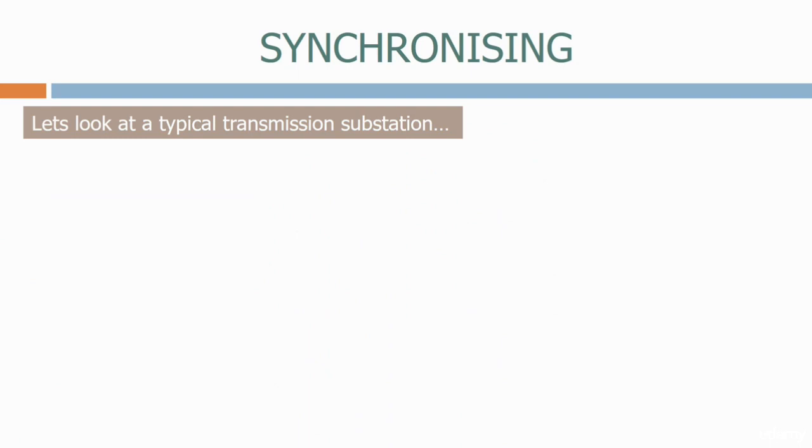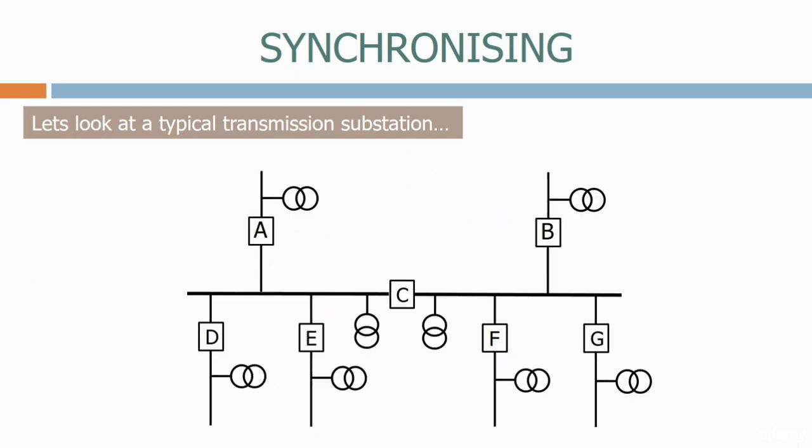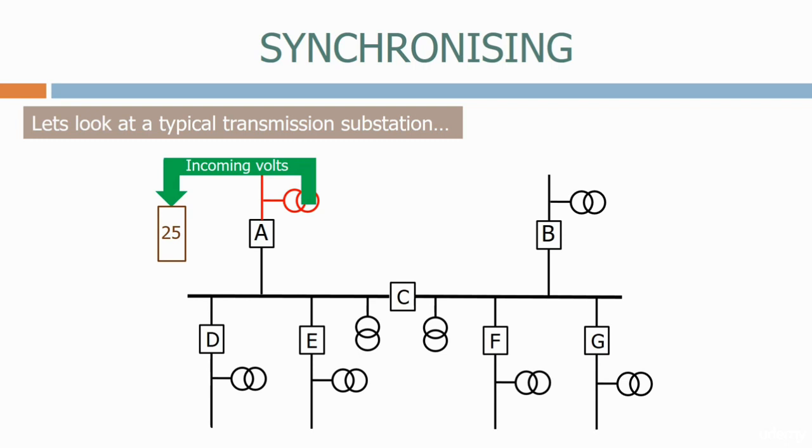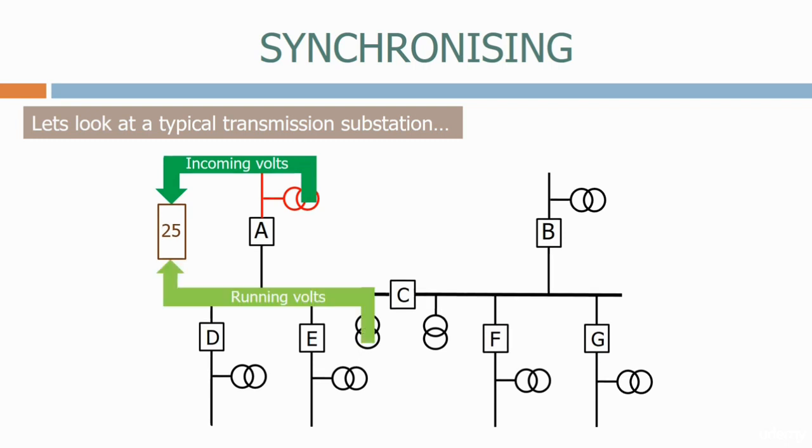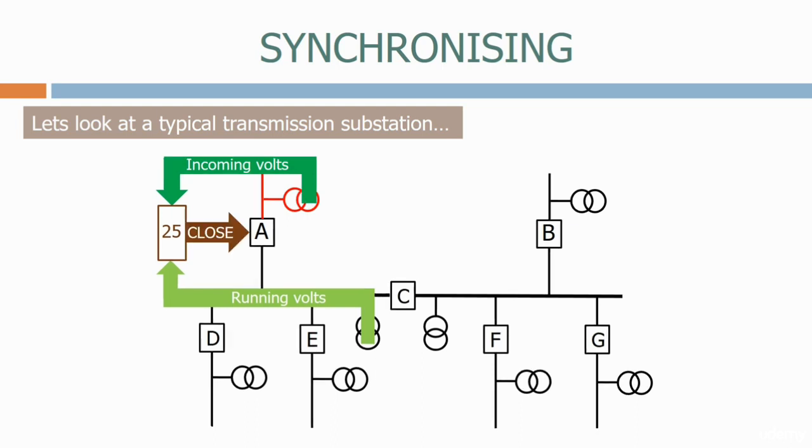Let's look at a typical transmission substation. Let's energize the network by trying to close circuit breaker A. The incoming volts for the check sync relay will come from the voltage transformer on incoming A. We get the running volts from the voltage transformer on bus bar number 1. Because the incoming is live and the bus bar is dead, the check sync relay will close the circuit breaker immediately.